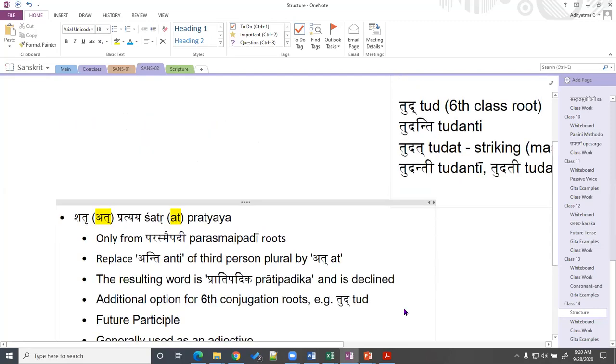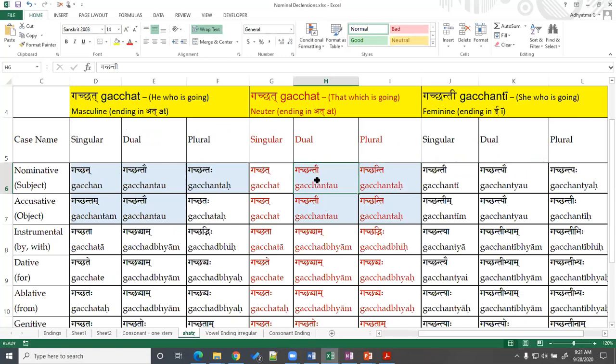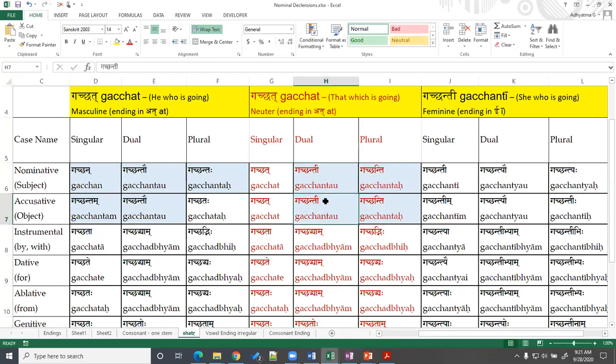For the same sixth class root, if you look here, the neuter dual form and the feminine stem are identical: gachanti, gachanti, here and here, as well as the feminine base word. When we have the optional form for feminine, this also will take the optional form. So for tudat, the neuter dual will also have two forms, tudati or tudanti. Just like we have an optional form for the feminine stem, we also have the same option for the neuter dual, only for the sixth class roots.